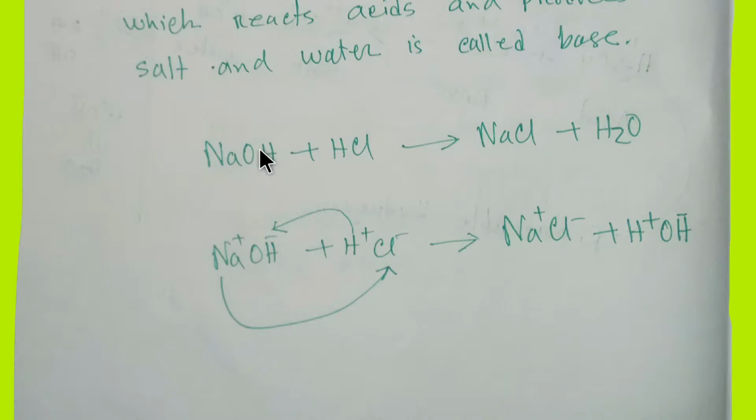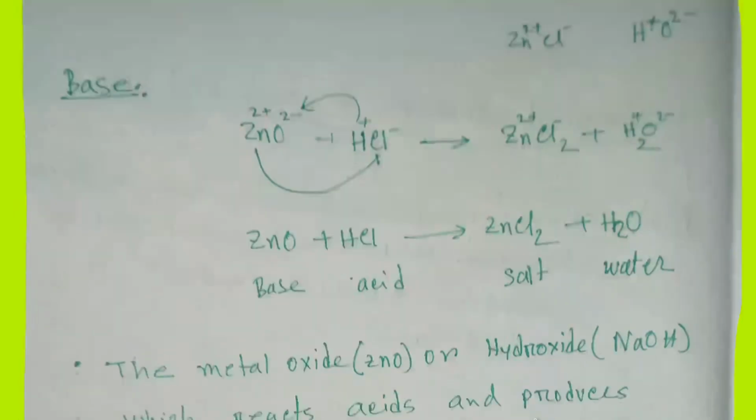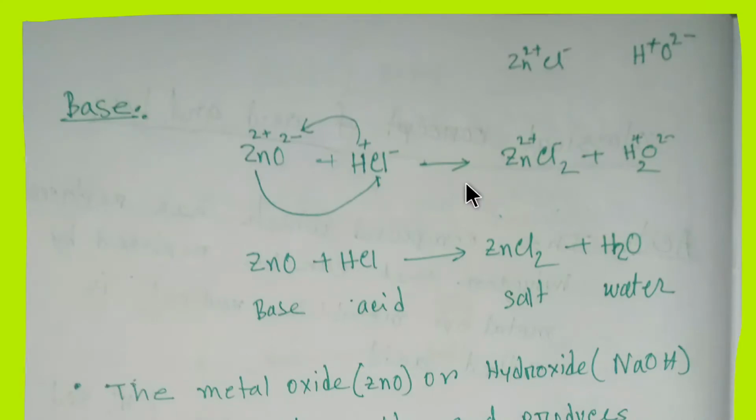Here, metal hydroxide. So how can you write this reaction? The positive part will go with this, then the negative part will go with this, so you are getting this product. So now you have learned about what is acid, what is base, and what is salt.